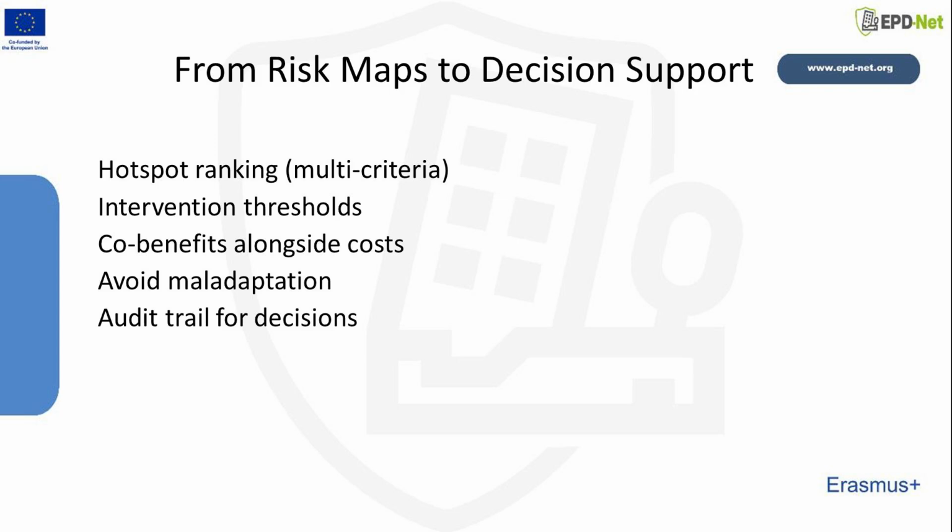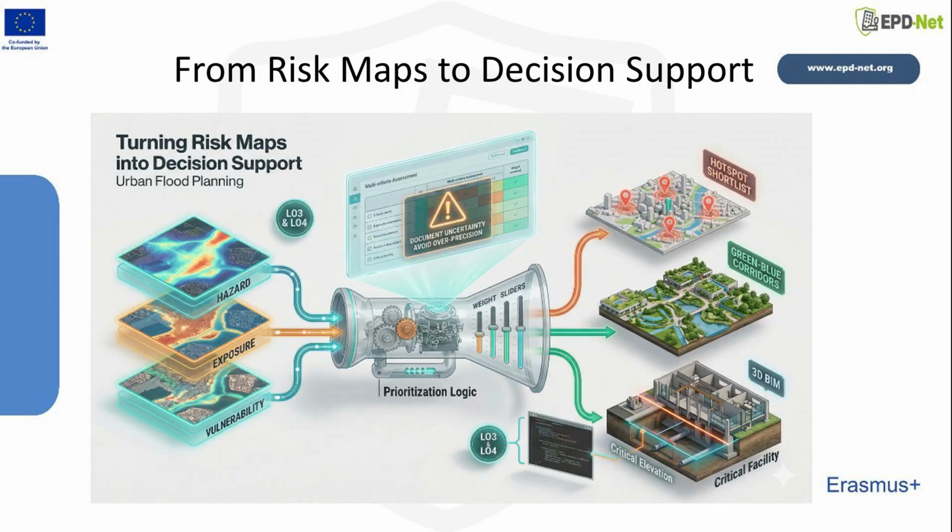Second, define what success means: reduced disruption, reduced damages, improved ecosystem function, or a combination. Third, create a transparent prioritization logic. That might be a multi-criteria assessment where hazard, exposure, and vulnerability layers are combined with explicit weights, or it might be a rule-based approach for critical facilities. Fourth, document uncertainty and avoid over-precision.